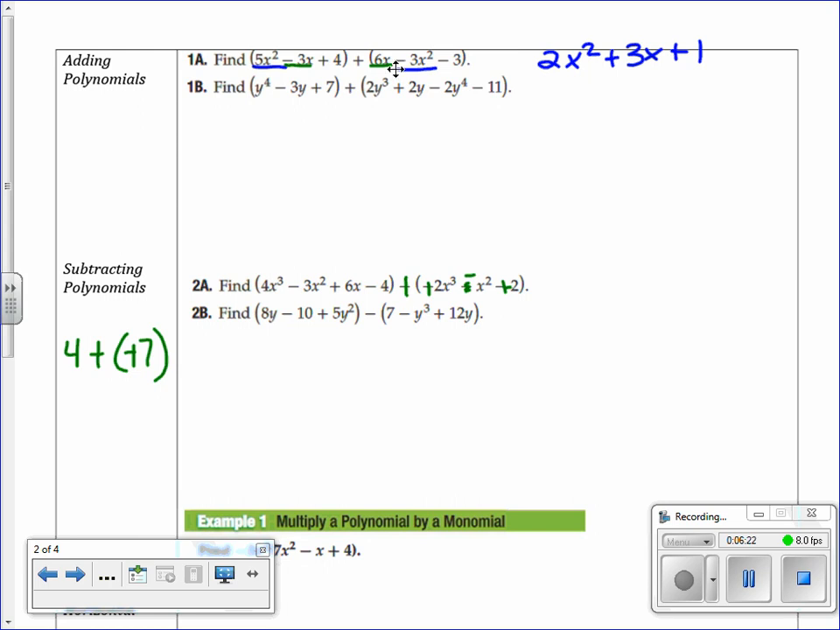So again, we're going to go by degree, going from the largest degree and working our way down, and I have 4x to the third, and now I have positive 2x to the third, so I get 6x to the third.